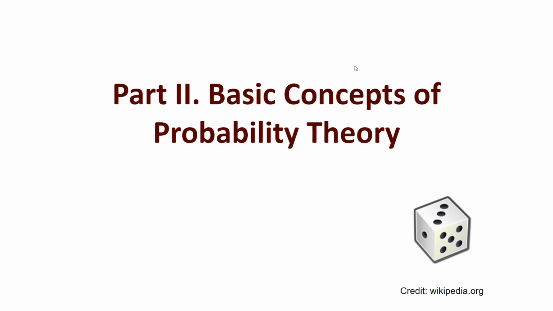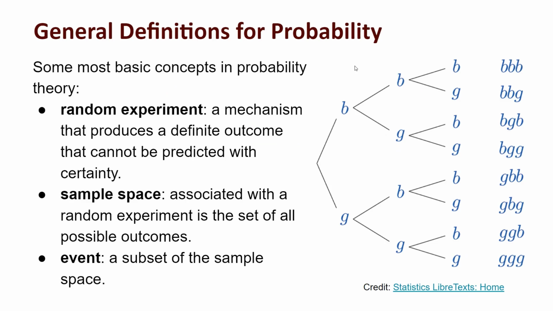So in part 2 of this course, we'll talk about some basic concepts of probability theory. Some general definitions of probability theory, the most basic concepts, including random experiments. Whenever you do probability-related studies, you carry out some random experiments. That's basically a mechanism to produce a definite outcome that cannot be predicted with certainty.